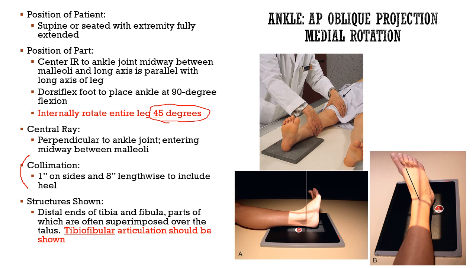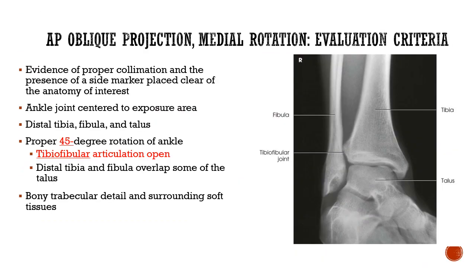We're going to see the distal end of the tibia and fibula, parts of which are superimposed over the talus. The tibiofibular articulation should be shown. The proper 45-degree rotation of the ankle for this medial rotation is best visualized by looking at the tibiofibular articulation being open.